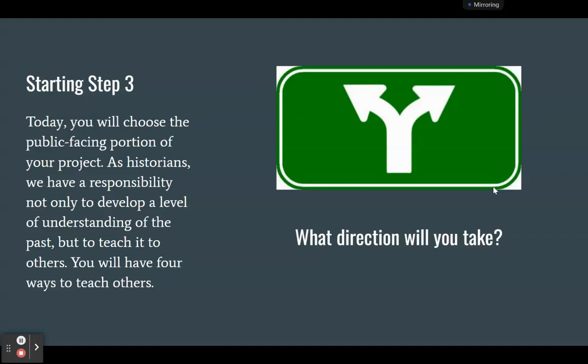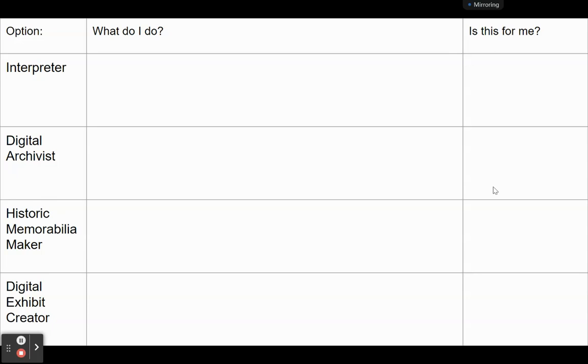So you have four options. Today, as you go through these options, as I talk about them, I'm going to ask you to take some brief notes on them. For each of the four different options, I want you to jot down what do I do. So write some bullet points of I have to make a costume, I have to do this, I have to do this. And after each one, jot down is this for me? Yes or no? Maybe. Think about it. So, with this paper in front of you, with your name on it and the name of the person you were doing, let's take a look.